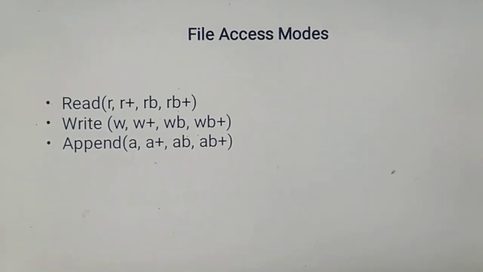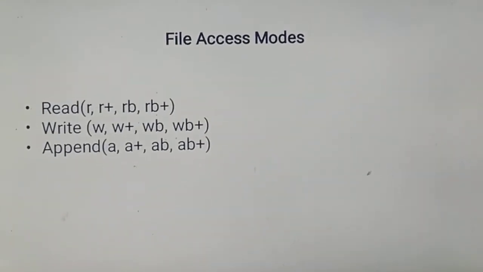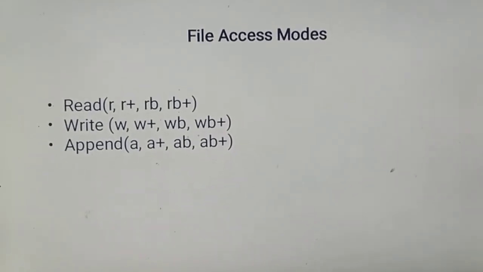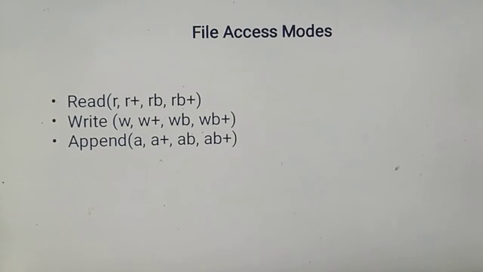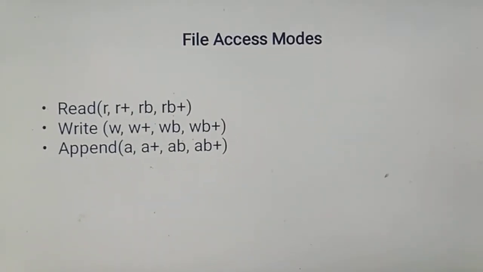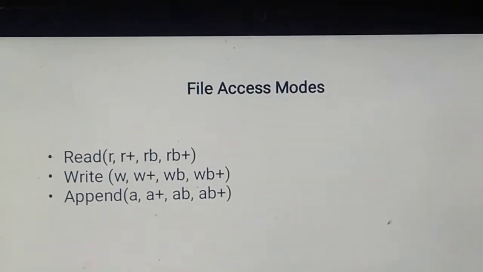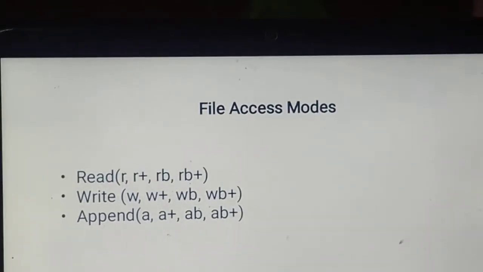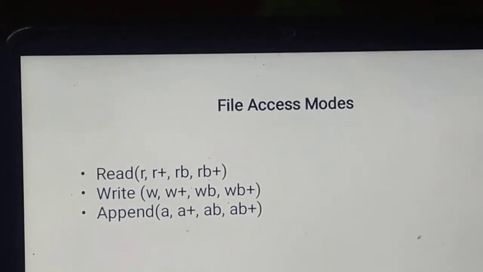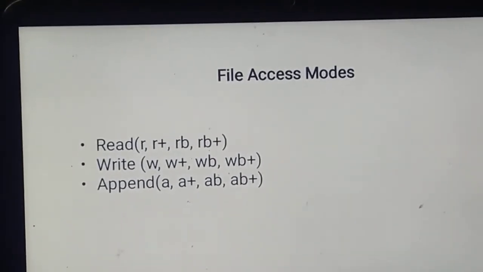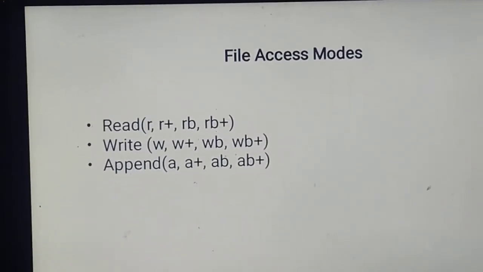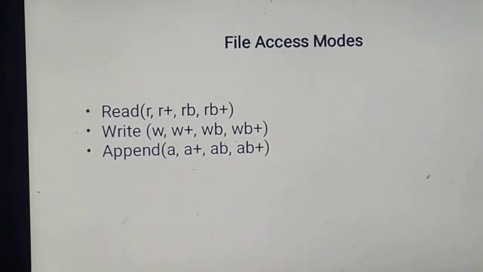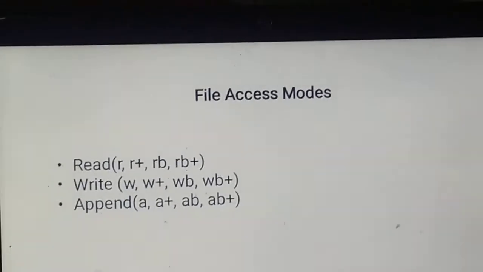The next mode is write mode. In write mode, again we have four types: W, W plus, WB and WB plus. Firstly we will discuss the W mode. Whenever we open a file in W mode, this mode opens the file for writing only, which means if you want to write something into your file, you open it in write mode.